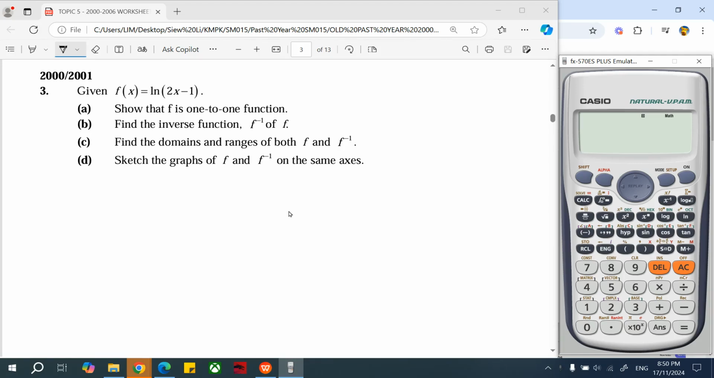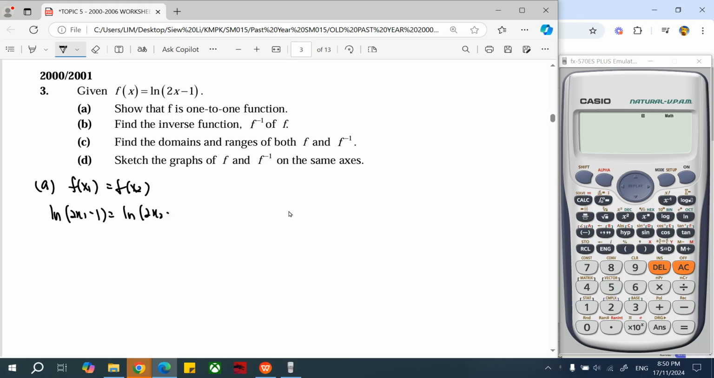Hi everyone. For this question, given a log function, the first part is to show that the function is a one-to-one function. So we will start with f(x1) equals f(x2). Substitute x1 into the function: ln(2x1 minus 1). Substitute x2 into the function: ln(2x2 minus 1).